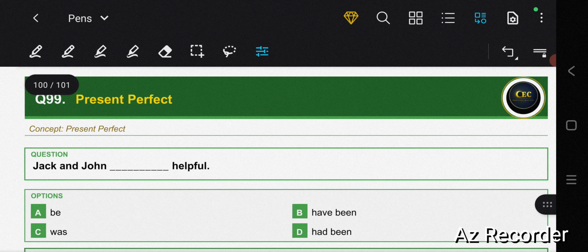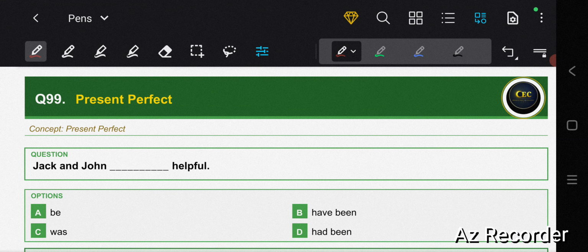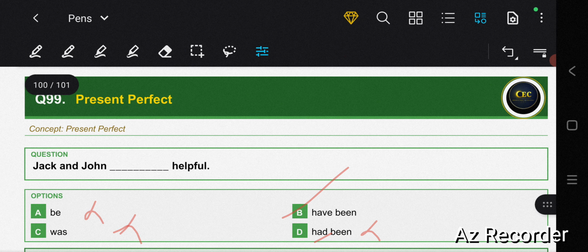Okay, now the next, question number 99, present perfect. Jack and John just helpful. So which one should be the correct option for present perfect? So B, will it be? Everyone will say this one. How wrong has been taken over here. Was, yeah, this one also is a similar kind of wrong option. And have been, had been. And there is about present perfect. How can had be in present perfect? So this one is also incorrect. So you got the point. Option B is the correct option for the question.